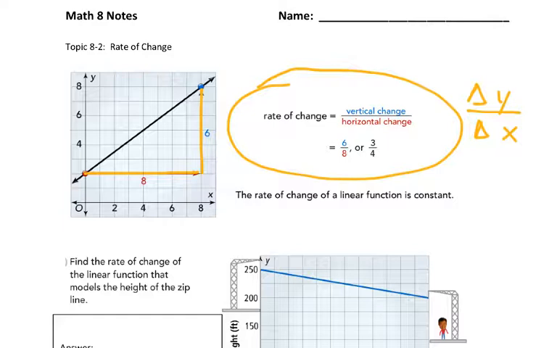And the rate of change of a linear function is always constant, so it goes up 3 over 4 every time. If you look at it from this point of view, we would go up 3 and over 4, get another point on the graph, up 3 over 4, get that point on the graph.